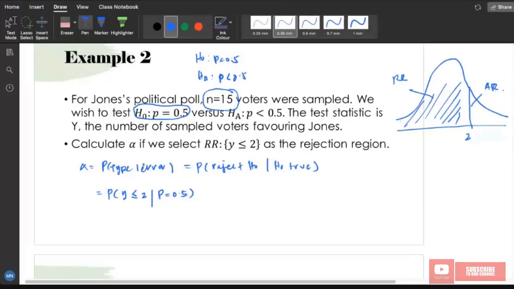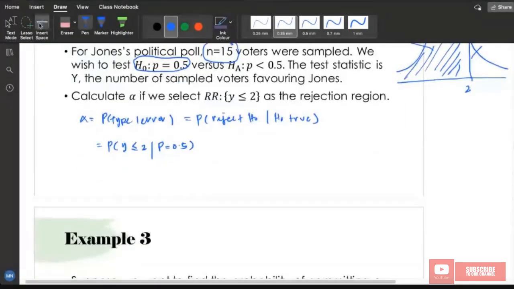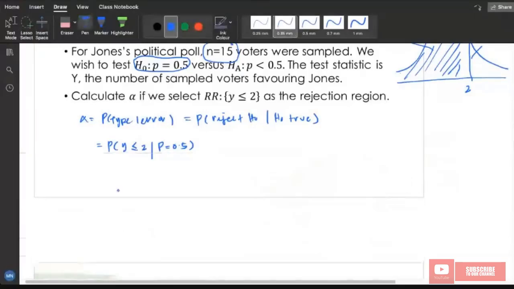So this is very simple. We can calculate straight away from a manual calculation, right? We have 15 samples, choose 0. Let me put it this way.